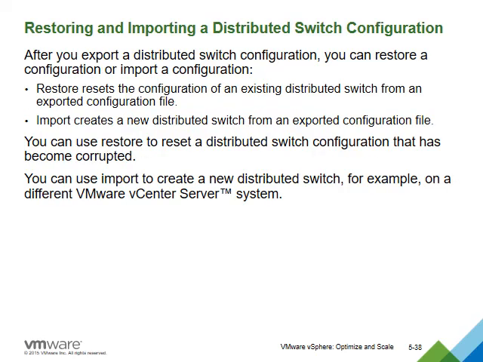Once you've exported a switch configuration, you can restore it or import it. A restore resets the configuration of an existing distributed switch from the exported config file. So you'd already have to have it existing to restore it. You would restore and it would overwrite one that's already there, because you'd have to restore to that distributed switch. Importing creates a new distributed switch from the exported config file. You can restore and reset a distributed switch that has become corrupted. You can import to create a new distributed switch, for example, if you wanted to import it into a new vCenter Server you were setting up.